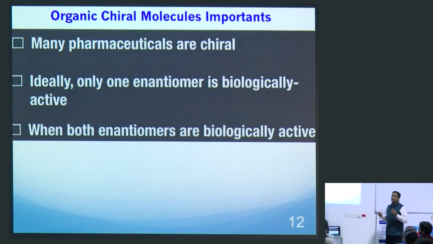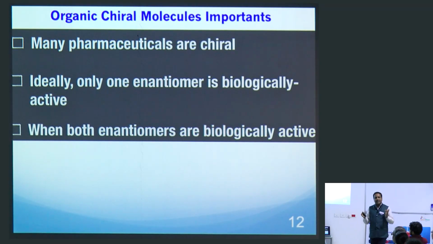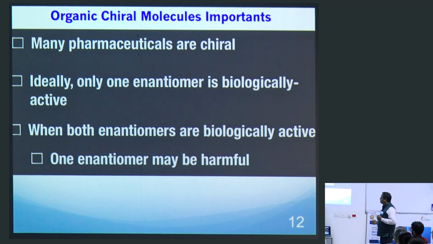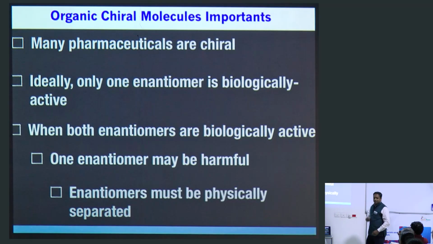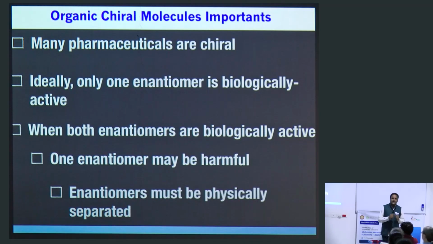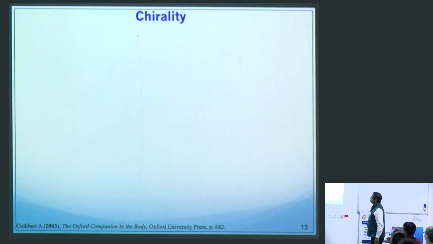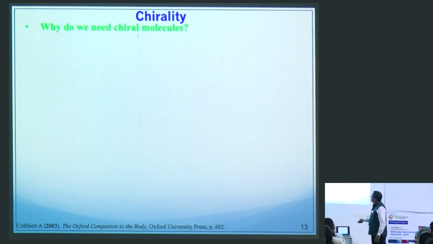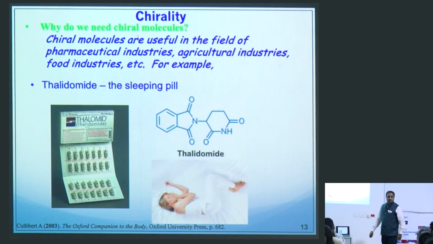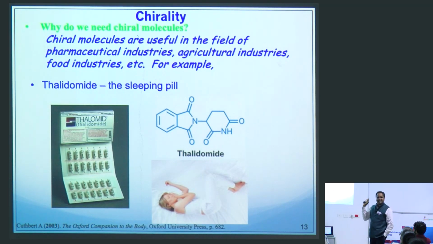If both isomers are biologically active, suppose R is biologically active and S is also biologically active, then it's challenging. We must separate them, otherwise it creates huge problems. So one has to separate them by using various types of chiral methods, but can we also do that by using microdroplets, to separate R and S? That's what we are working on. I will show some examples. Here I have shown thalidomide. I hope everyone knows thalidomide. Have you heard about thalidomide?